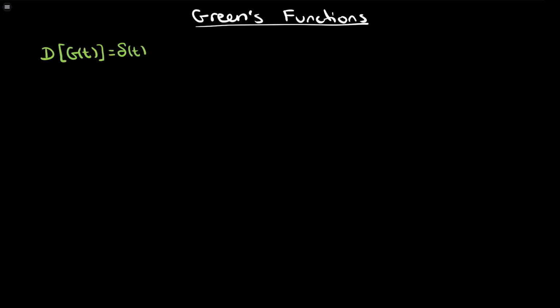Thus, for a translation invariant differential operator D, we only need to find the system's response to a kick at 0, since the system's response to a kick at time t prime would simply be that response but shifted by t prime. And so we only need to find g of t. So let's find such a Green's function.